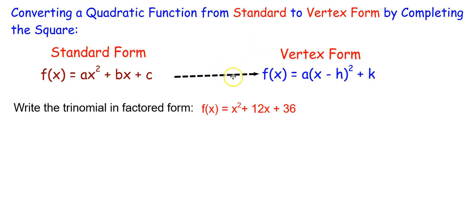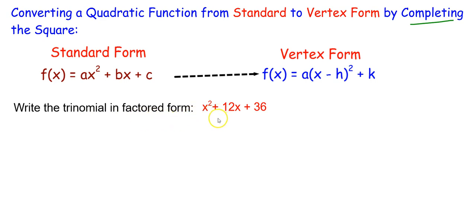So before going into this vertex form, we have to learn some basics again, like factorizing a quadratic function, and then we are going to look at what is this completing the square. How do you complete a square from the function given in the standard form? Okay. So now we have a trinomial x squared plus 12x plus 36. You are asked to write this trinomial in factored form.